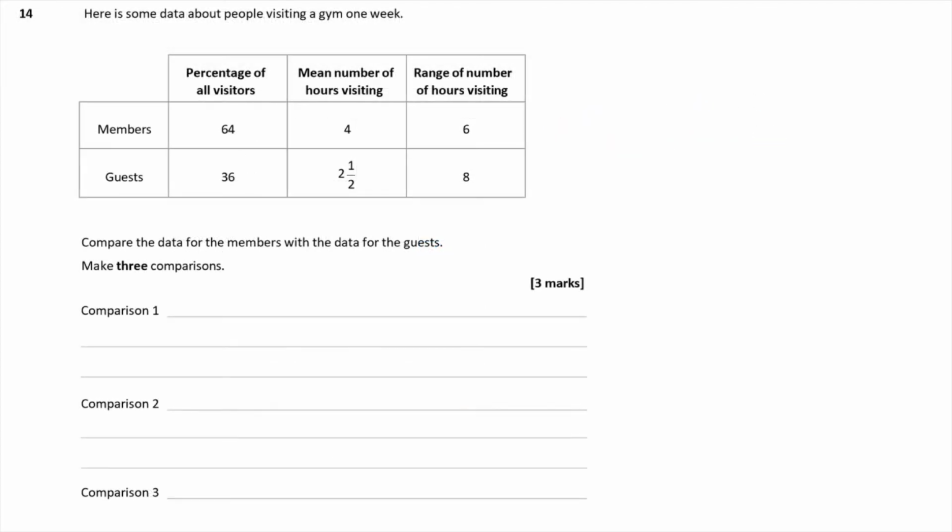Question 14. Here's some data about people visiting a gym one week. I've got members and guests, and the percentage of all visitors, mean number of hours visiting, and range of number of hours visiting. Compare the data for members with the data for the guests. Make 3 comparisons. As we've got 3 comparisons to make and 3 types of data to compare, it makes sense to do one of each. I'm going to do one comparison on the percentage of visitors, one on the number of hours visiting, and one on the range.